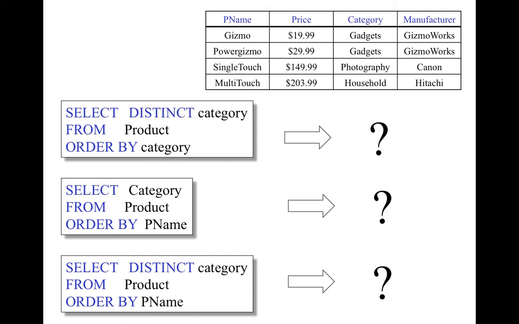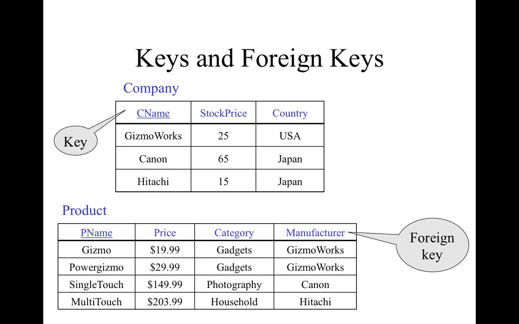If I'm showing select category from product, order by product name, you're going to see it essentially pulling all of the information, but then ordering it based off of the alphabetical order of the product name.